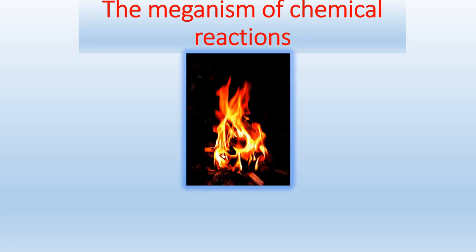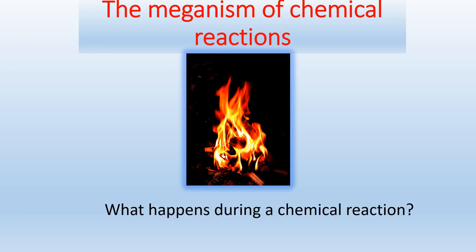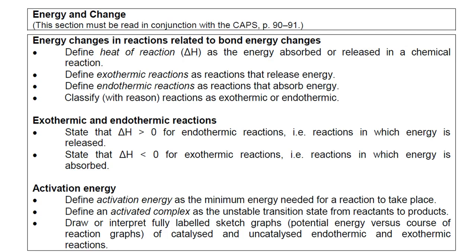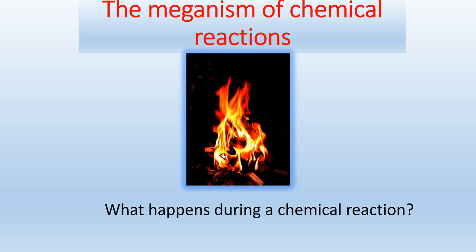Okay, so there are some terminologies that you have to know what they mean, and the first thing that we're going to talk about is what do we mean by the mechanism of a chemical reaction. Now this is a chemical reaction that you studied in grade 9, the reaction of carbon with oxygen to give you carbon dioxide. Okay, what happens during a chemical reaction? That is the thing that we are going to look at here.